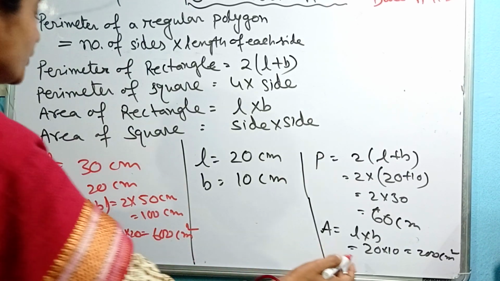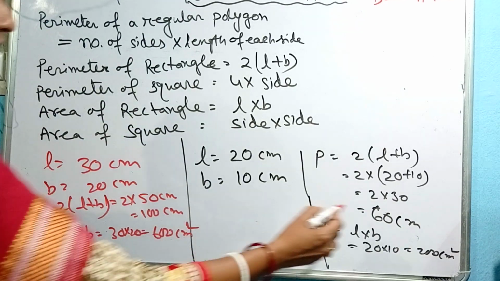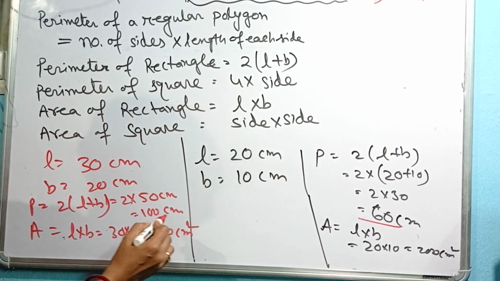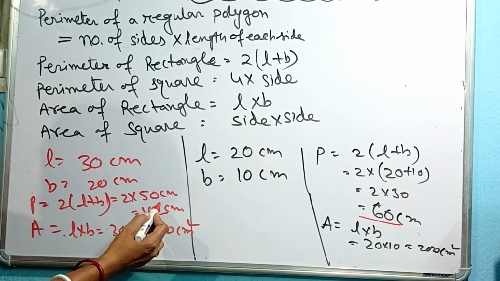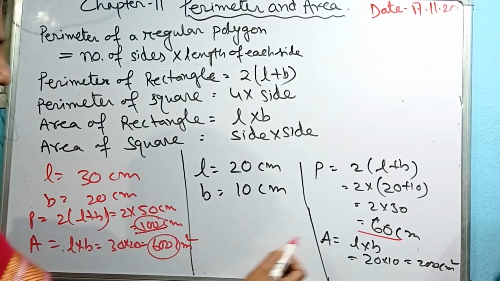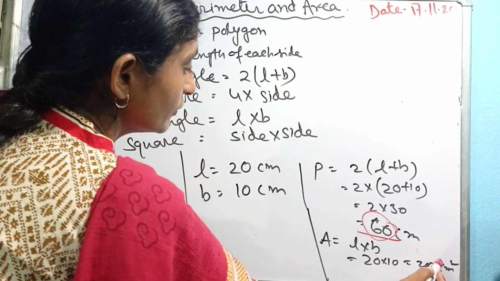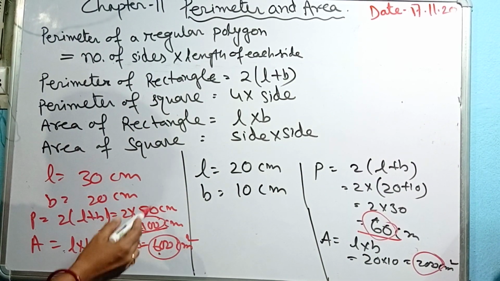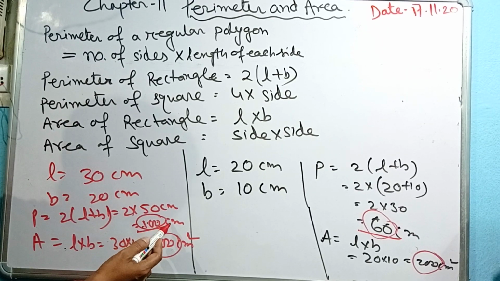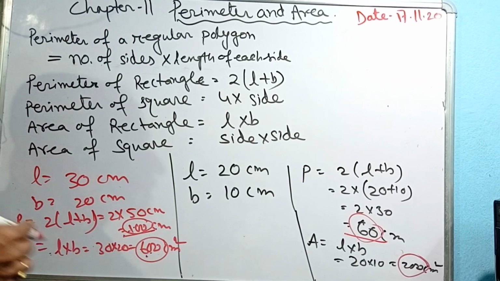So in this case, when we compare, you can see that the perimeter was 60 centimeter and now it is 100 centimeter, because we have changed the dimensions. So the perimeter increases, and the area also increases. See, when the perimeter was 60, the area was 200. When it is 100, the area becomes 600. So with the increase of the perimeter, the area also increases.